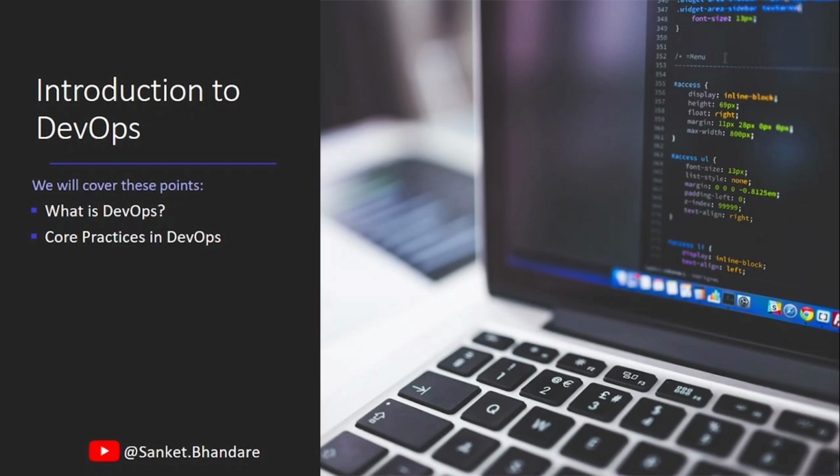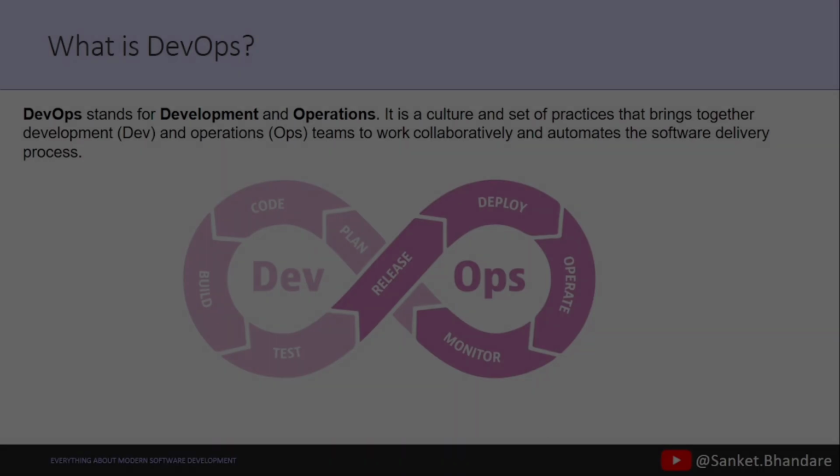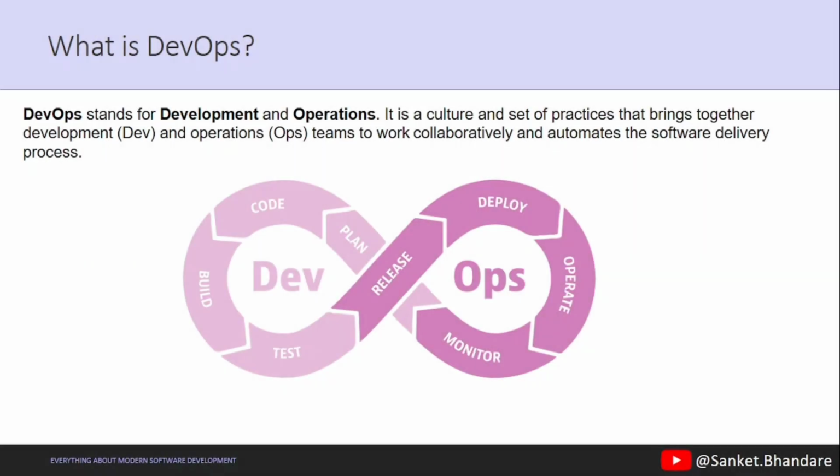In this topic, we are going to cover what is DevOps and core practices in DevOps. So let's understand what is DevOps. DevOps stands for development and operations. It is a culture and set of practices that brings together the development team and operations team to work collaboratively and automate the software delivery process. This is the life cycle of DevOps, and each stage has its own purpose.